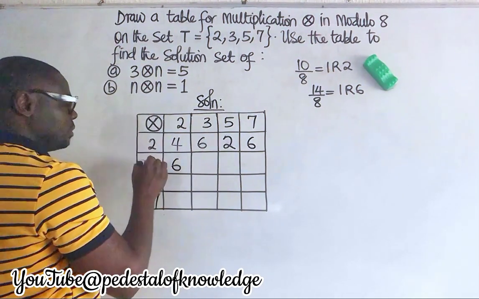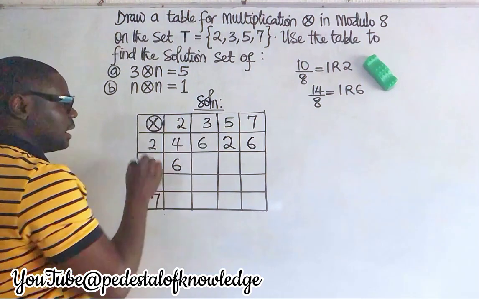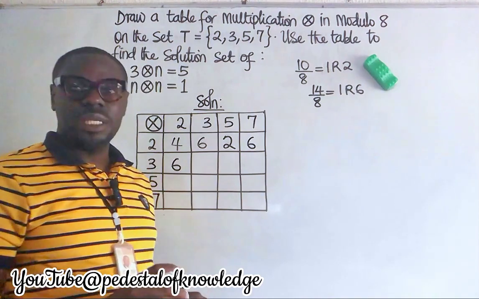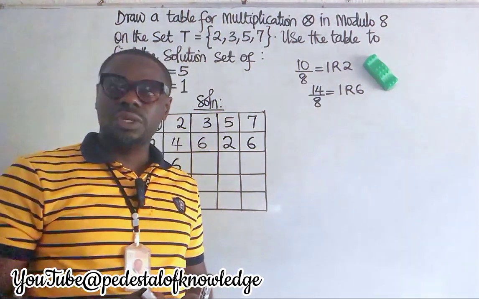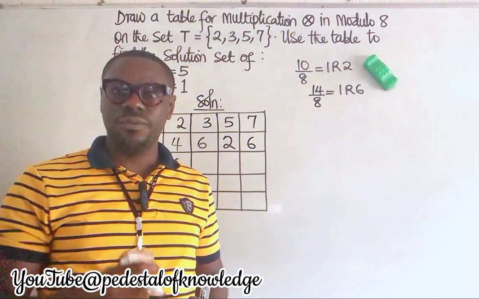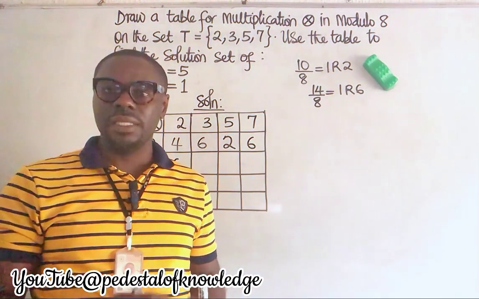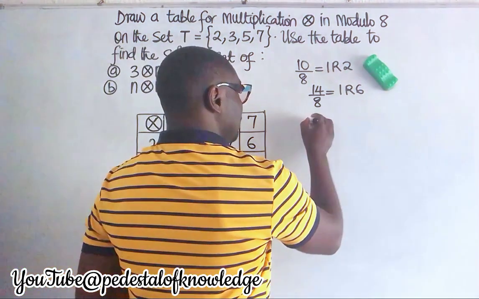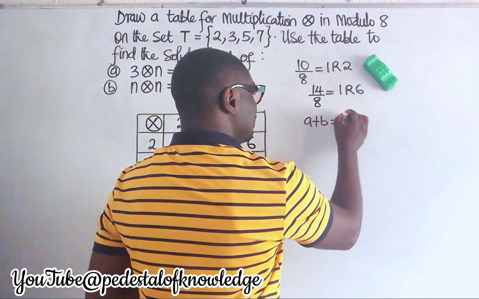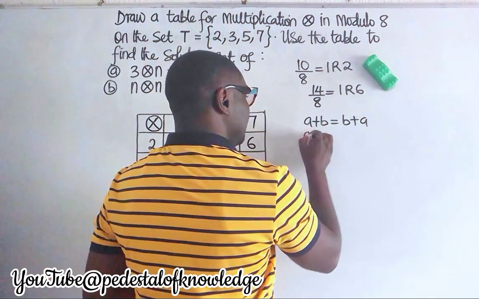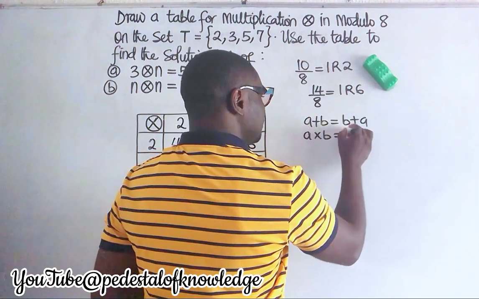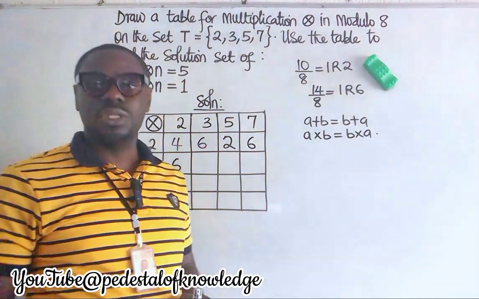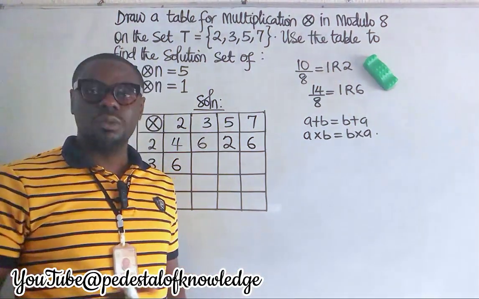Remember that 3 times 2 will give us the same thing as 2 times 3 because multiplication and addition are commutative. Remember that an operation is said to be commutative if the arrangement of the numbers in that operation does not change the final result. For instance, A plus B will give you the same thing as B plus A. And A times B will give you the same thing as B times A. In other words, addition and multiplication are said to be commutative, but division and subtraction are not commutative.